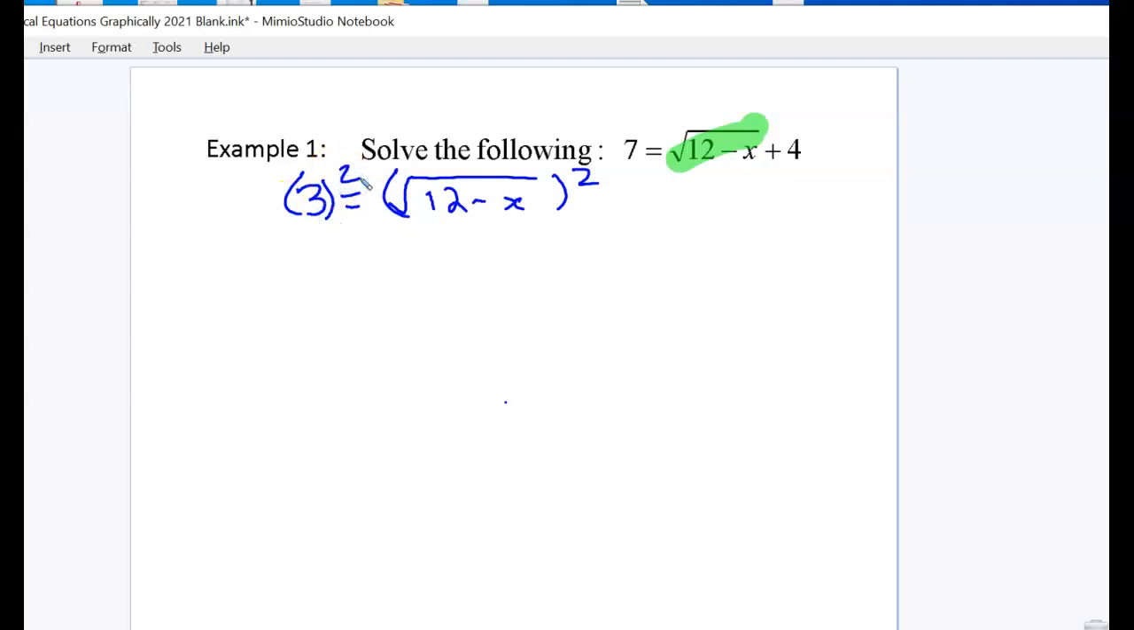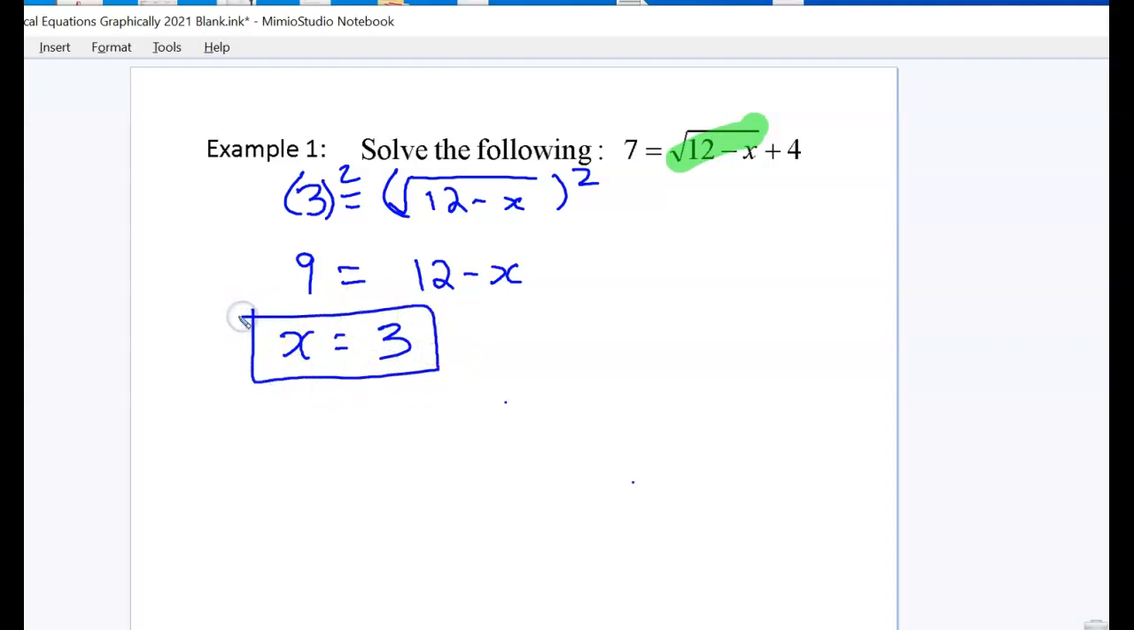So squaring the left side, 3 squared is going to be 9. When you square a radical sign, the radical sign disappears and you're left with whatever is under the radical sign. And now I'm going to isolate x. So I'm going to add the x over to the other side, and subtract the 9 over to the right side, and I get an answer of x equals 3.